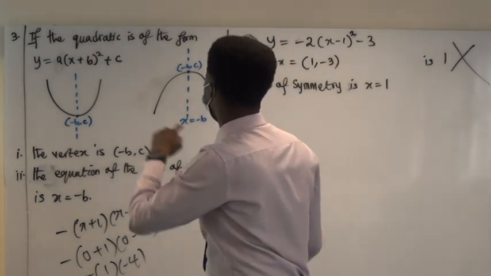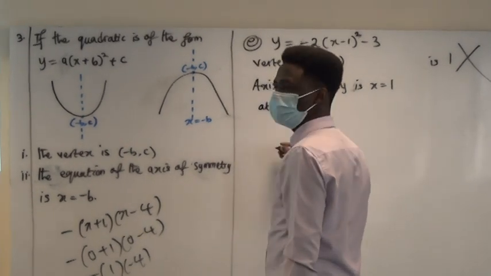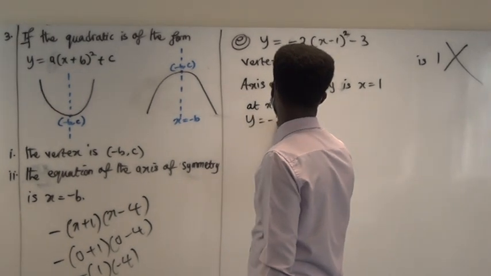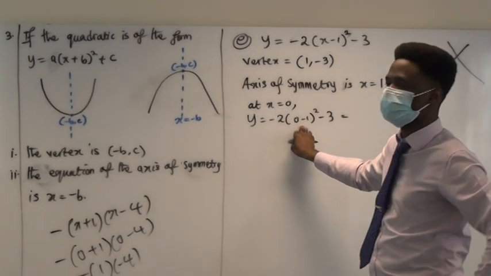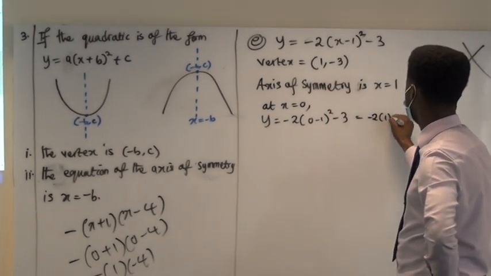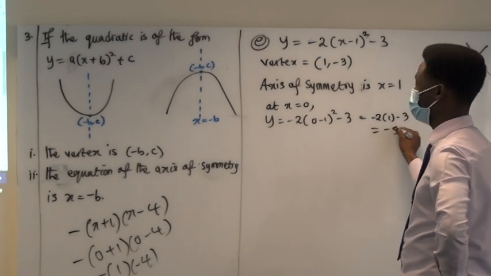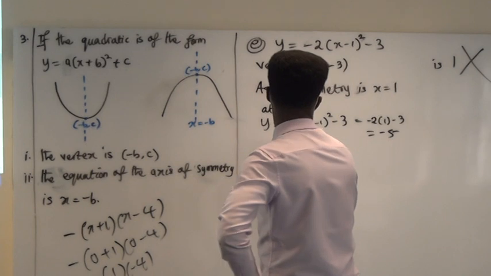The next one, the y-intercept. Let's focus on the y-intercept, which means when x is equal to 0, right? At x is equal to 0, y is -2 times 0 minus 1 squared, minus 3. So this is -1 squared, which is just 1. So we get -2 times 1 minus 3, which is what? -5. So the y-intercept is -5, okay?